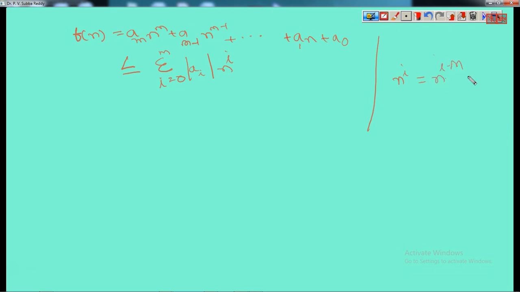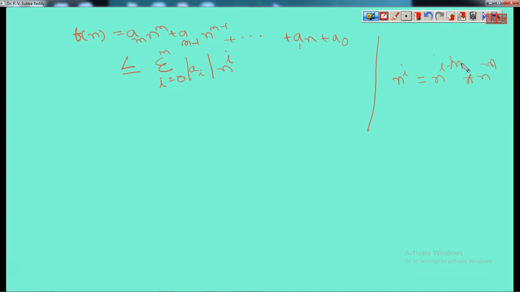f of n, which is a_m n^m + a_(m-1) n^(m-1) + ... + a_1 n + a_0, we can write as less than or equal to sigma i equal to 0 to m of mod a_i times n^i. But n^i can be written as n^(i-m) times n^m.